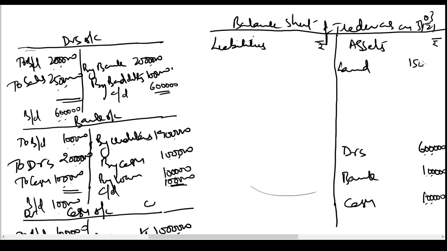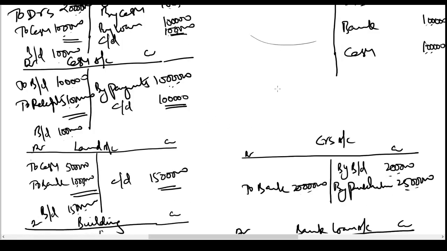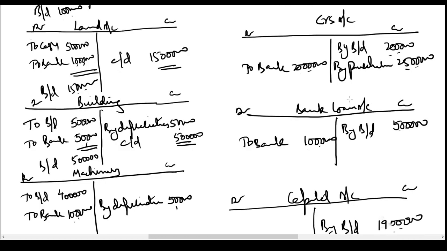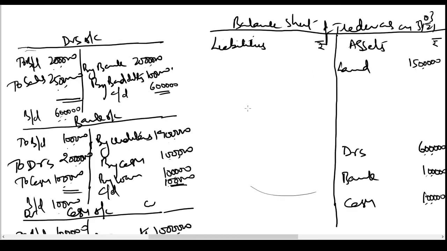Land 15 lakh. Only those balances which have to be carried forward to the next year are shown in the balance sheet. If you see the buildings account, 5 lakh is the opening balance, 50,000 we purchased, and there is a depreciation of 50,000. So carried down 5 lakh, brought down 5 lakh. So we have now building account also, which has to be shown in the balance sheet. Building account 5 lakh rupees.